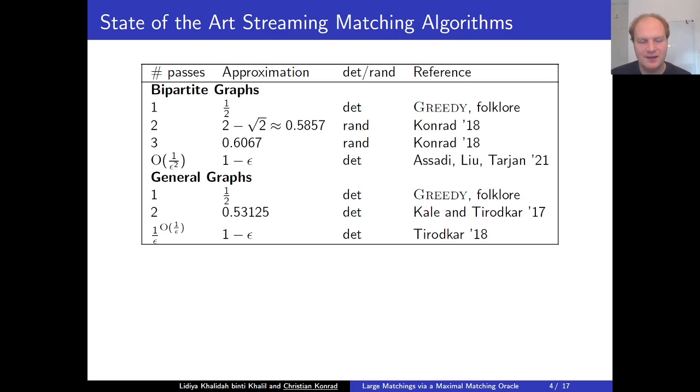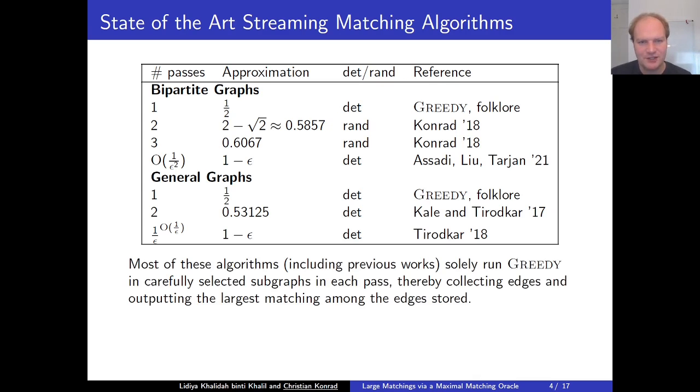Now, for general graphs, there are also results. They are slightly weaker. For example, in 2 passes, we have a worse approximation guarantee than for bipartite graphs. And in particular, for 1 minus epsilon approximations, we have a runtime that is exponential in 1/epsilon. Sorry, I meant the number of passes are exponential in 1/epsilon.